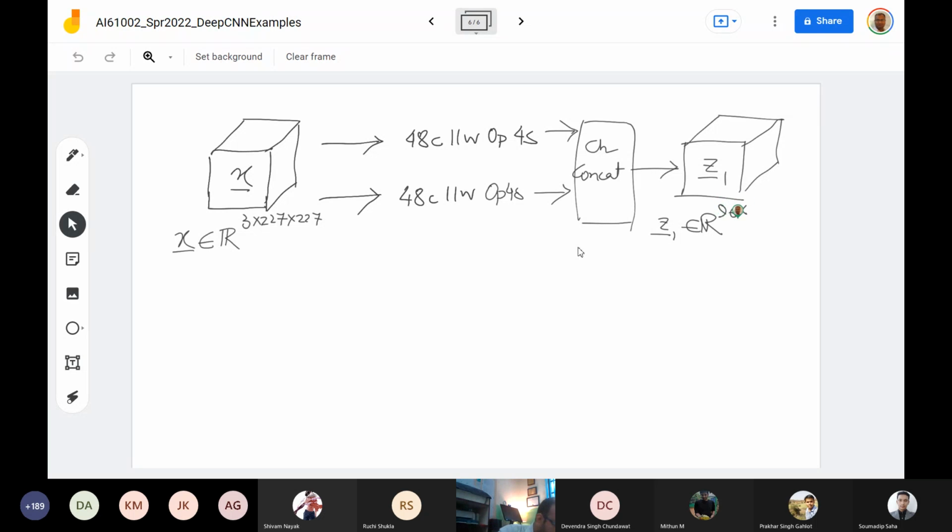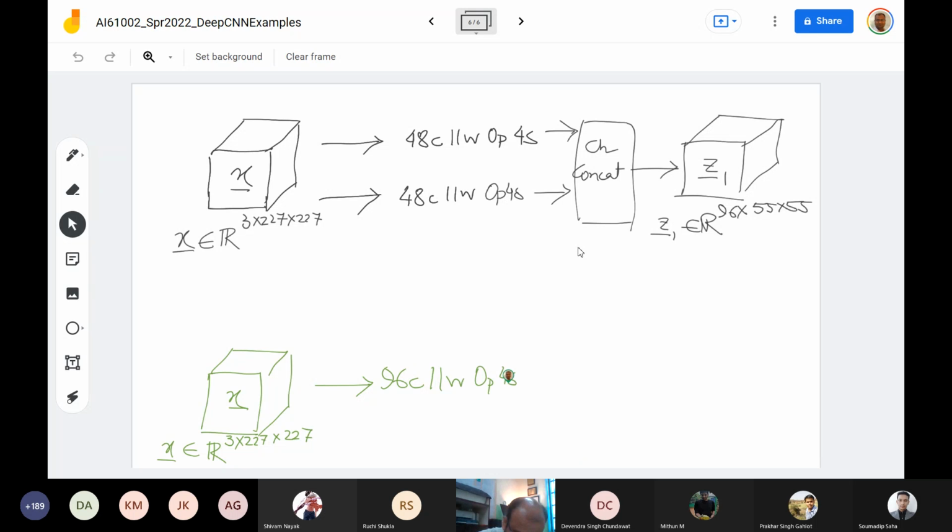So what was this output? 96 cross 55 cross 55. The other, alternate option can be, let me write it in green. The other option which you have over here is you do something like this. You have your X and you run it through 96C, 11W, 0P, 4S, and then you get your Z1.